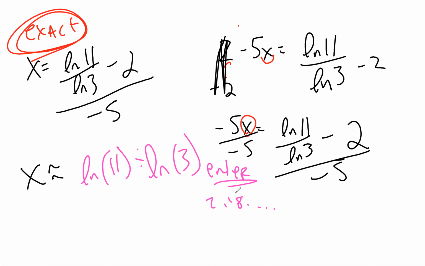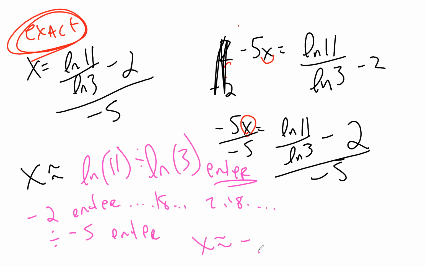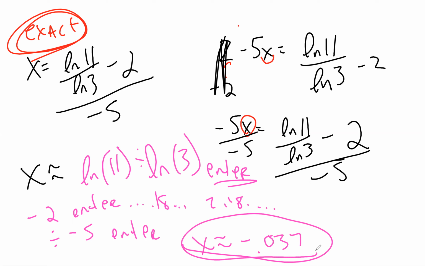Now, the next thing you're going to hit is subtract 2 from that answer. Then hit enter again. When you do that, you're going to get like 0.18 something. Last thing you're going to do is hit the divide by 5 button, and then you're going to hit enter again. And when you do that, the final answer that you should get is the total answer for this problem. x is approximately negative 0.037. This is my final decimal approximation.